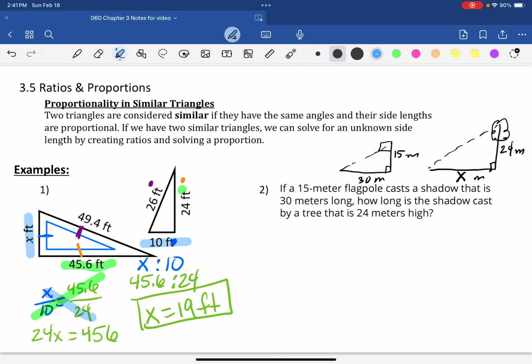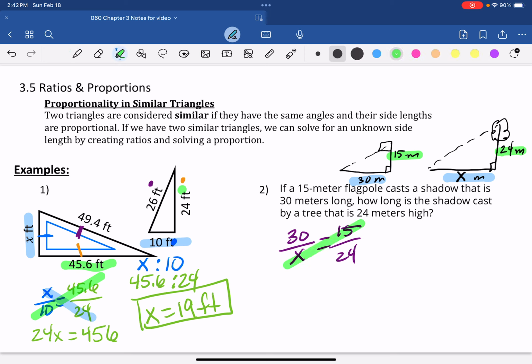For my ratio, I only have 4 sets of numbers, so I don't really need to write out the ratio unless you really want to. But I'll just compare shadow side, because those are the same on both, they're both on the ground, and tree side, because those are the ones sticking up out of the ground. So we'll have 30 to X equals 12 to 24.